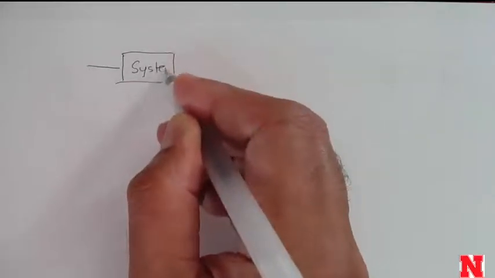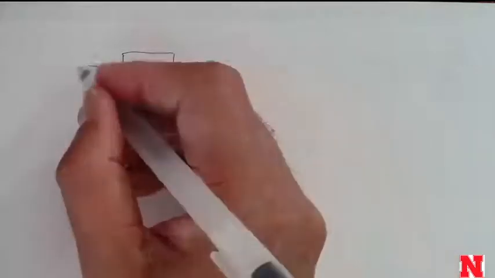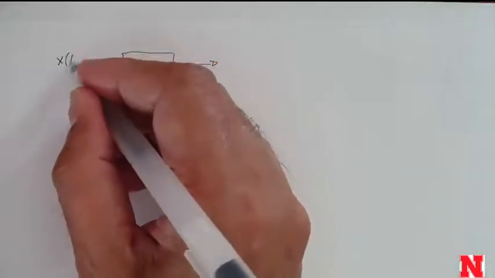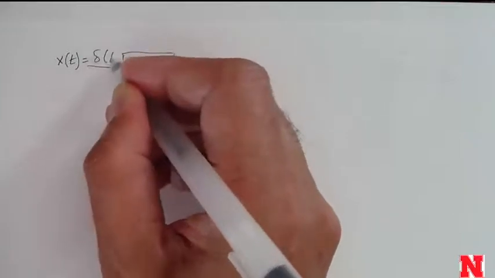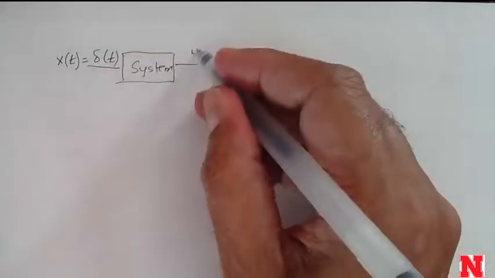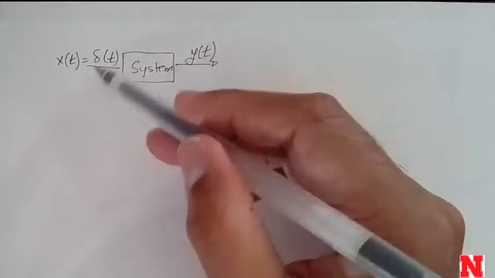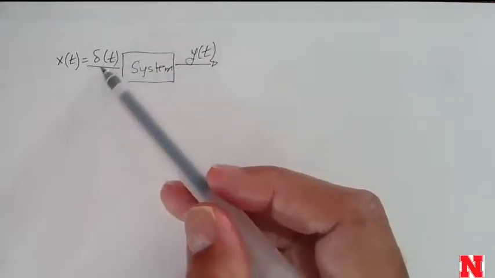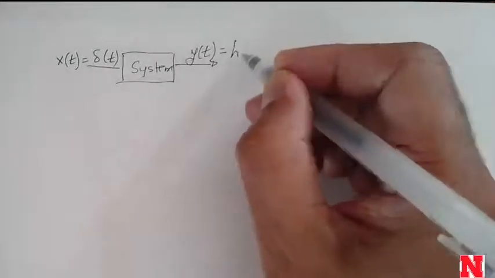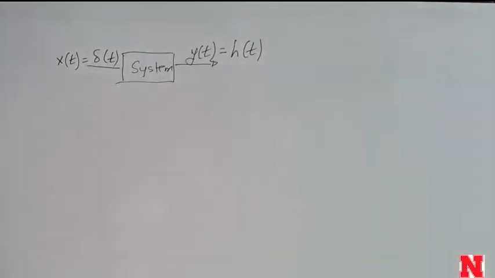So again, here's my system. If I take the input and set that equal to a delta function, then the output will be the response to that delta function, or the response to that impulse function, or the impulse response. And again, we'll denote that with h, right? And we'll get the input-output relationship of a linear time-invariant system using the impulse response in exactly the same way that we did with the discrete time system.